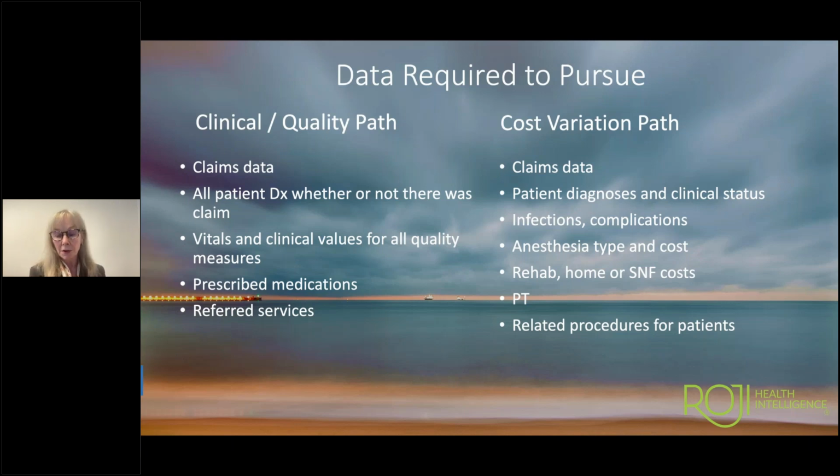These are the bulk of things that you're actually going to deploy if you start interventions on the quality path. And we'll go into a couple of what those are.